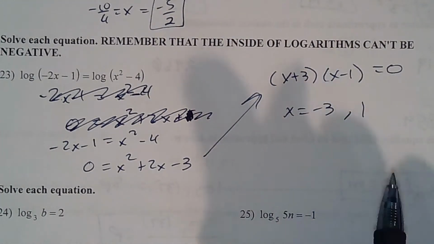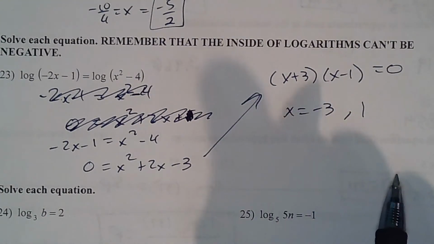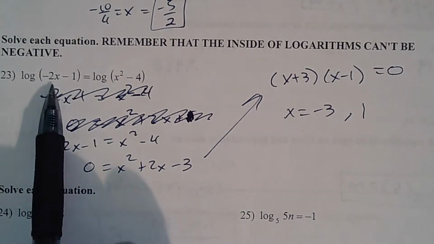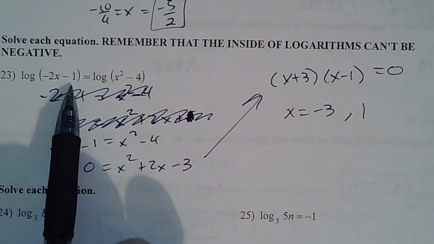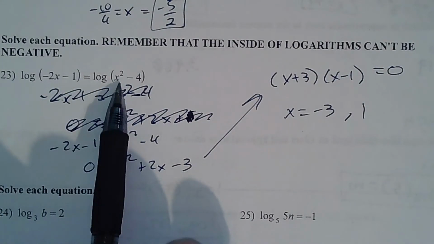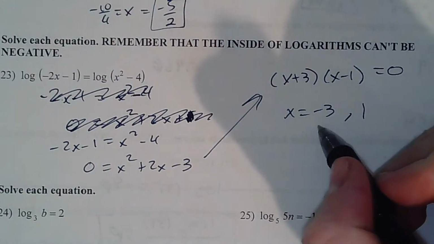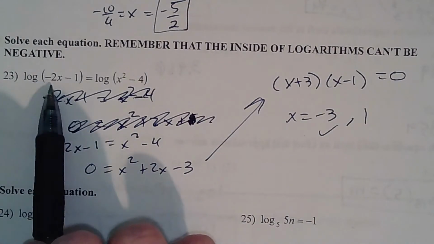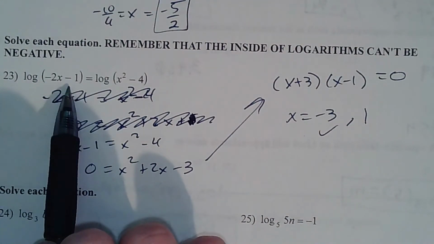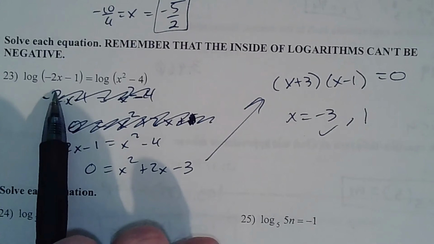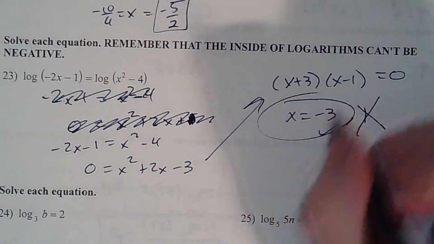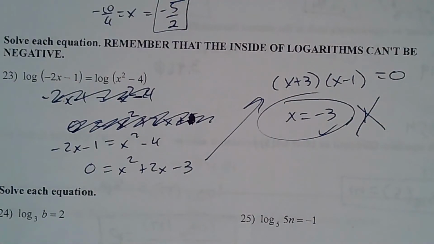However, what I mentioned at the start, if I plug negative 3 back into this, well, that's going to be 6 minus 1, that's 5, so that's fine. Negative 3 squared is 9, minus 4 is 5, that's fine, so this is an answer. But if I plug 1 back in, I get negative 2 minus 1, that's negative 1. You cannot have logarithms negative, so right away, this is not a solution. It does not work, only negative 3 works. So you can't write both answers. Be careful with that.